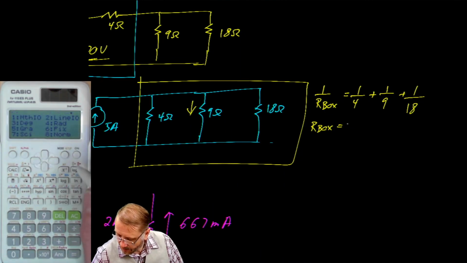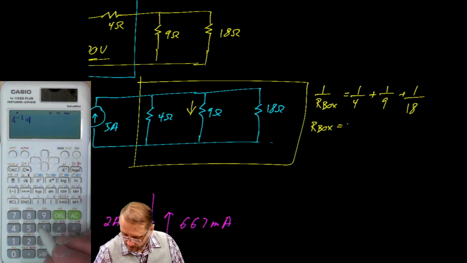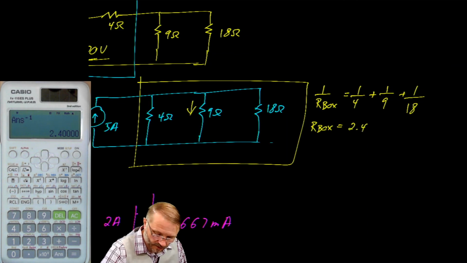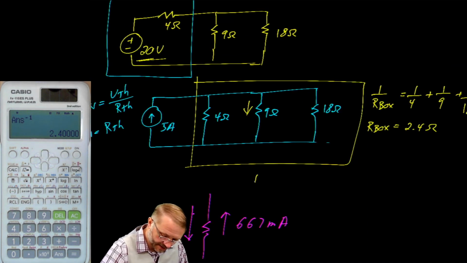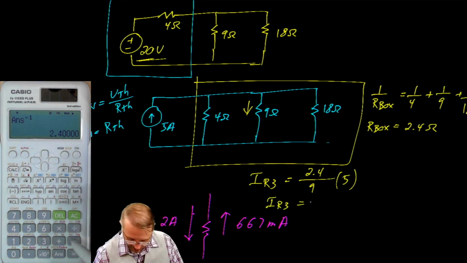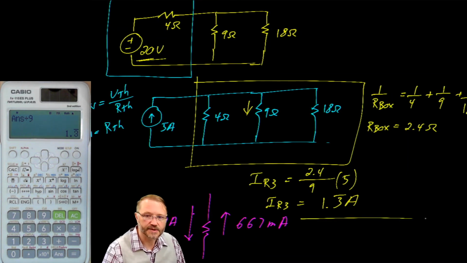That's 2.4 ohms, and then we can use our current divider. So the current through R3 is equal to 2.4 over 9 times 5. So the current through R3 is 2.4 times 5 divided by 9, which gives us 1.3 amps, which is the same solution as our previous calculation.